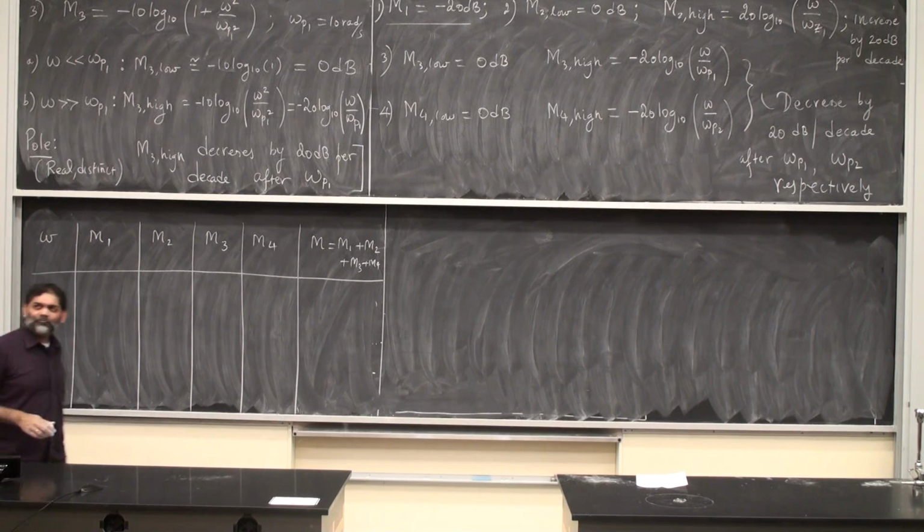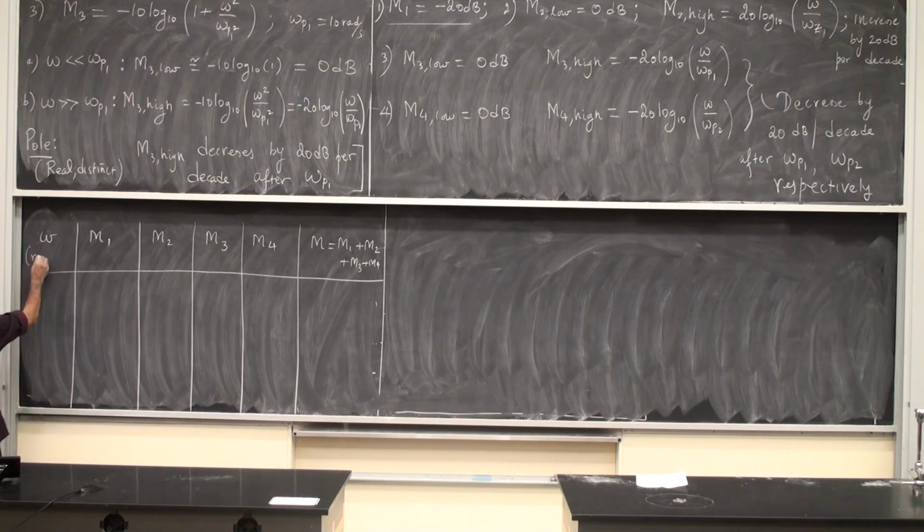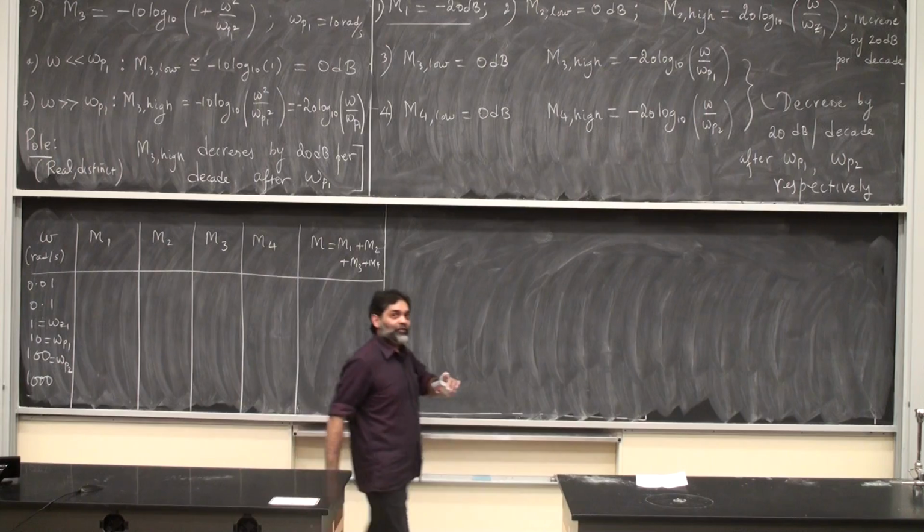I start with some random value of omega, 0.01. Okay, all of them are in radians per second. And then 0.1, 1, 10, 100, 1000. When I say 1, it's omega Z1. Omega P1. Omega P2. People in the back, can you see my writing clearly?